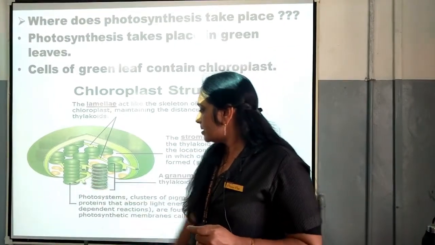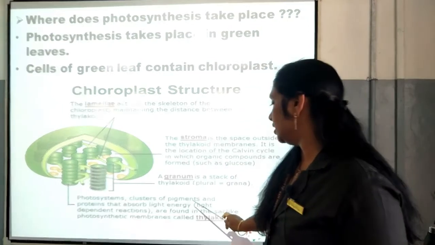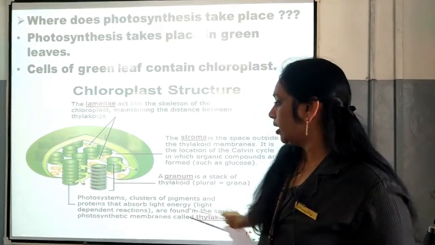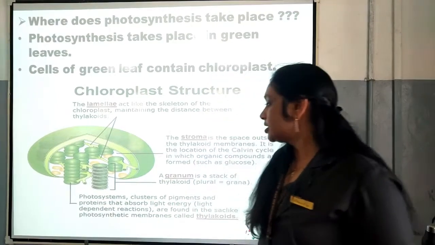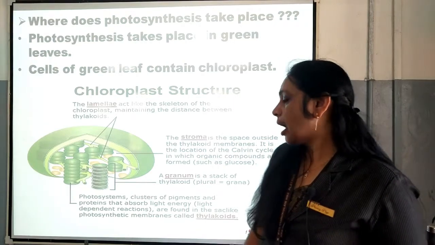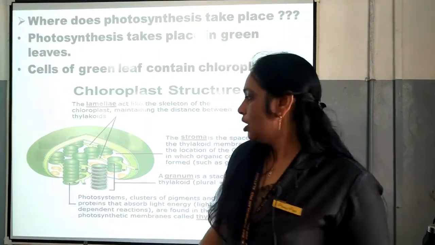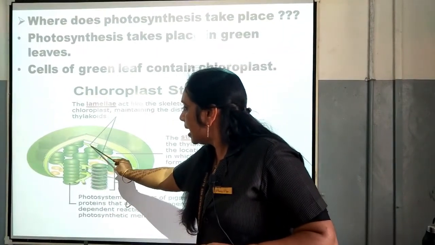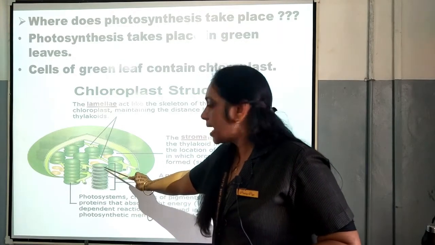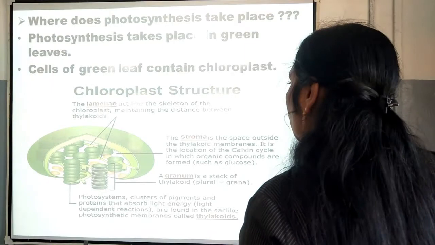Now you can see here again photosystem. Clusters of pigments and proteins that absorb light energy are found in the sac-like photosynthetic membrane called thylakoid. So this is the thylakoid where the clusters of pigments are present and these are absorbing light energy for doing the light reaction. So this is thylakoid, this is lamina, this is stroma and each stack is a granum. Okay. So I think you have understood the structure of chloroplast.